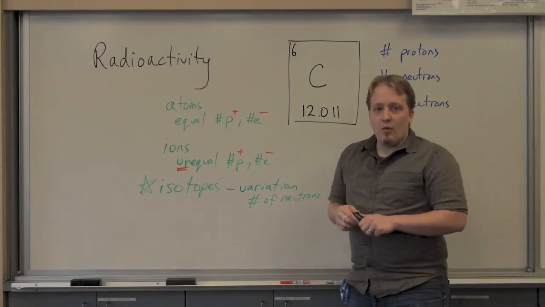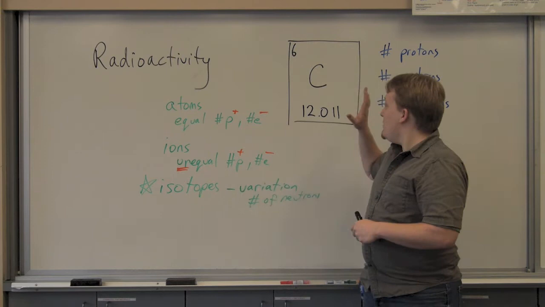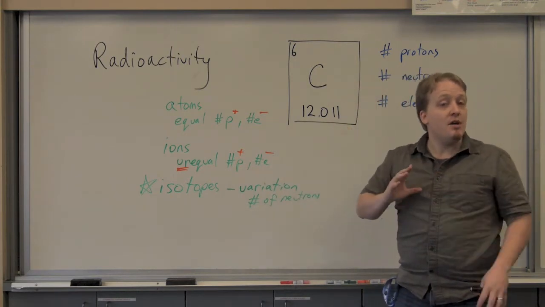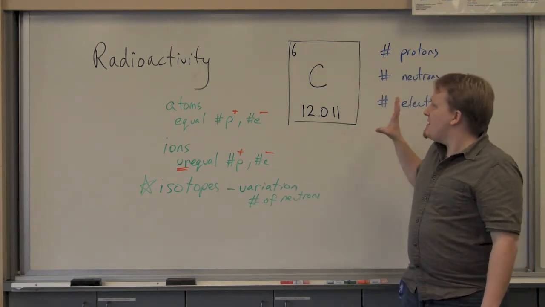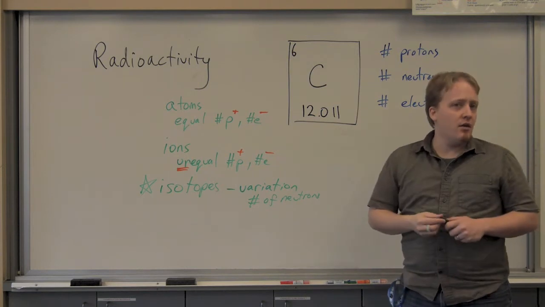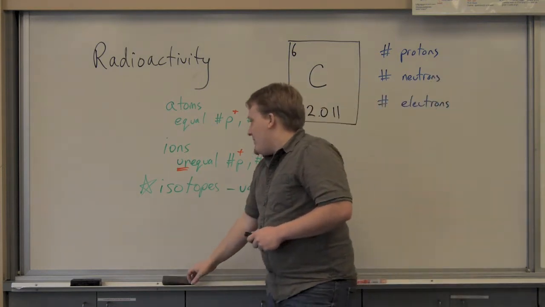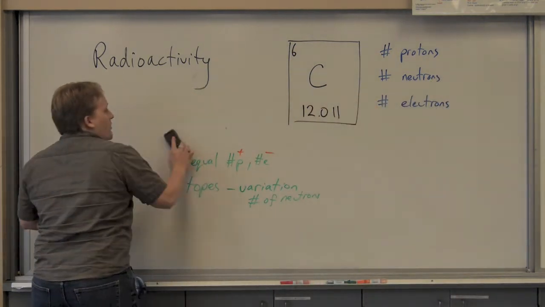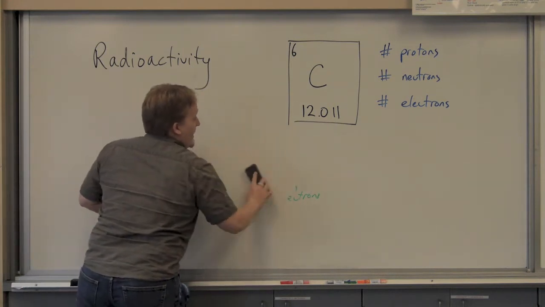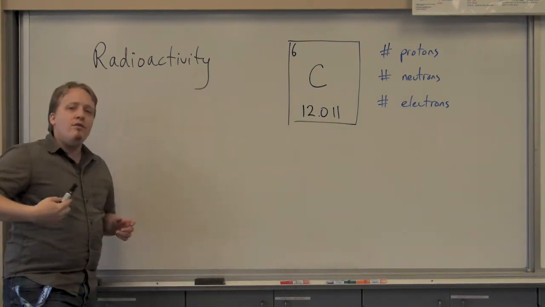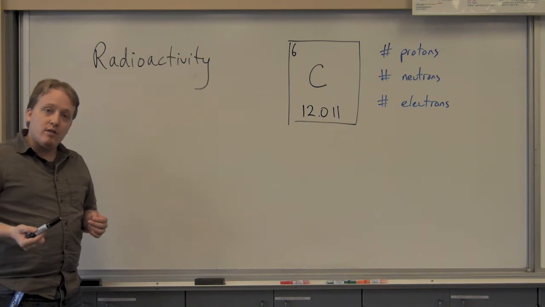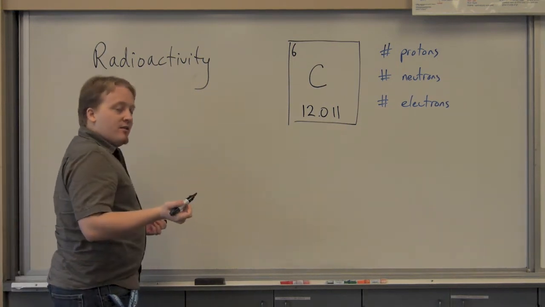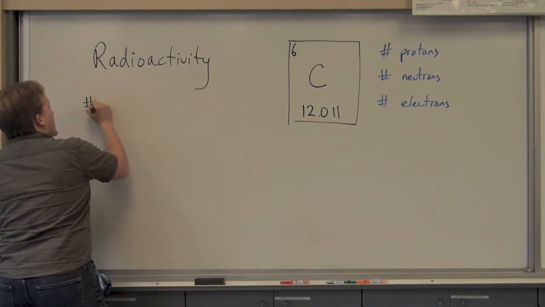So let's talk a little bit more about isotopes. And we'll stick with carbon for now. There are isotopes of pretty much every element, but carbon is the one that we've got up here, so let's continue looking at that. Now, if we're discussing isotopes, what we're discussing is an atom that has more than the normal number of neutrons.